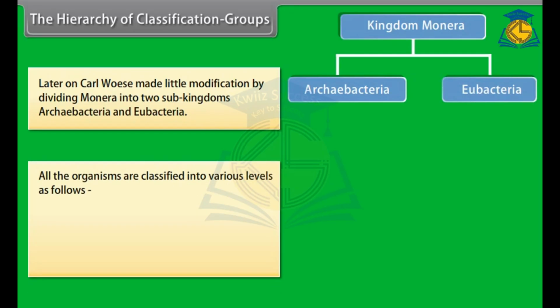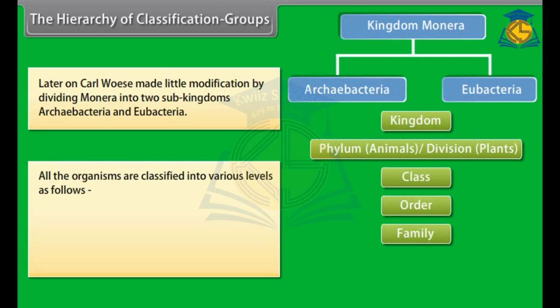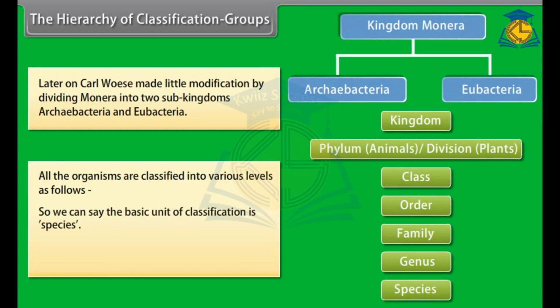All the organisms are classified into various levels as follows: kingdom, phylum for animals, division for plants, class, order, family, genus, species. So we can say the basic unit of classification is species. Now we are going to discuss important characters of the five kingdoms.